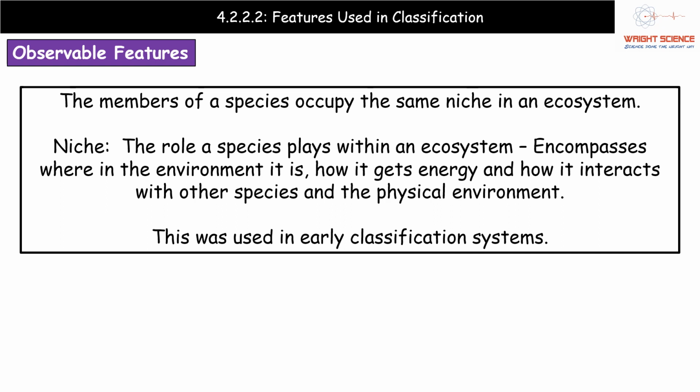When we're actually thinking about those members of a single species, then we can say that they occupy the same niche in an ecosystem. And that term niche basically means the role of a species within that ecosystem. So what we're looking at there is where in the environment it is. How does that organism get its energy? How does it interact with the other species? And how does it interact with the whole physical environment? So that niche there very much looks at what does that species do within the ecosystem as a whole. And this was actually a term that was used in these early classification systems.